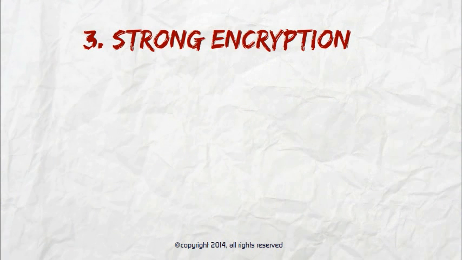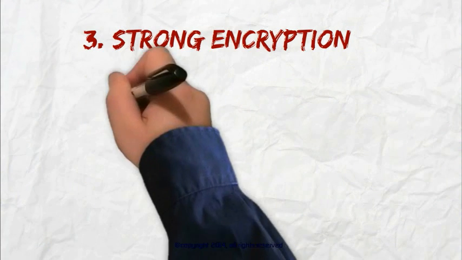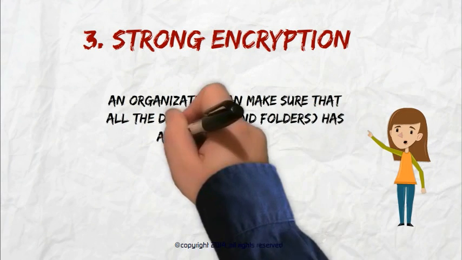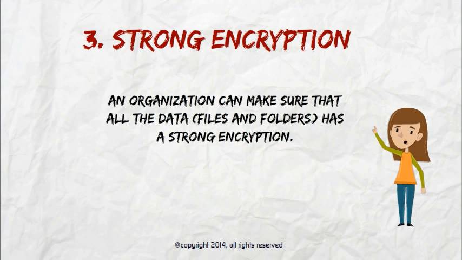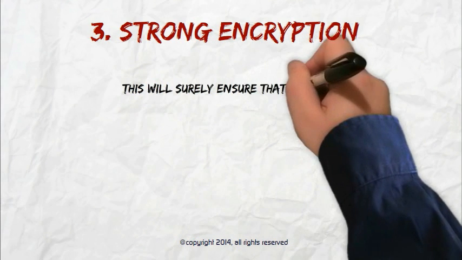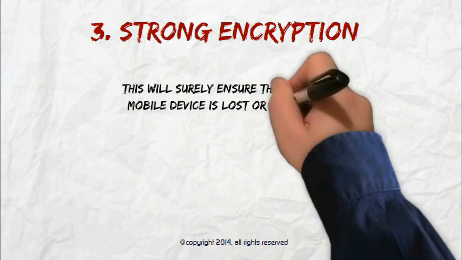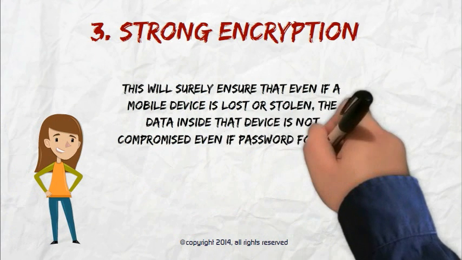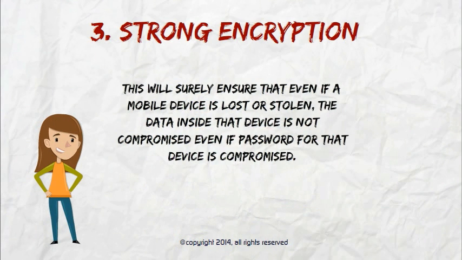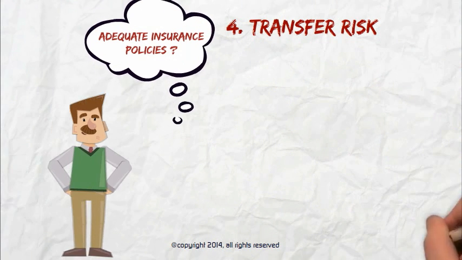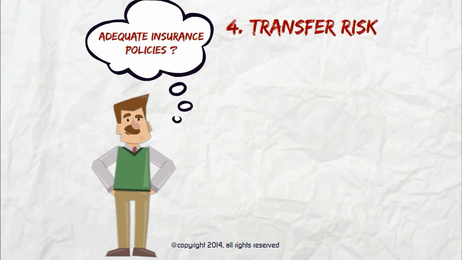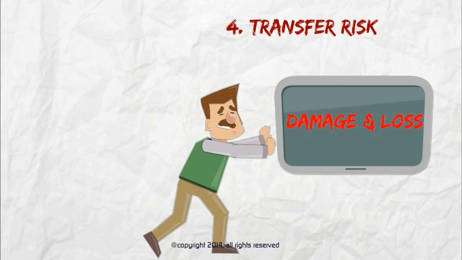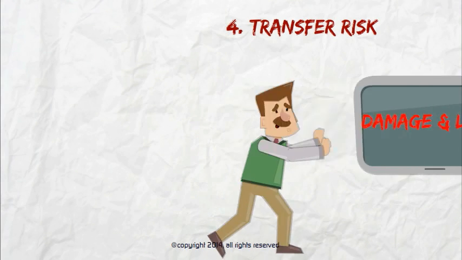3. Strong encryption. An organization can make sure that all the data, files, and folders have a strong encryption. This will ensure that even if a mobile device is lost or stolen, the data inside that device is not compromised even if the password for that device is compromised. 4. Transfer risk. When appropriate, an organization can buy adequate insurance policies to cover any damage that may arise because of any loss or theft of any of their mobile devices.